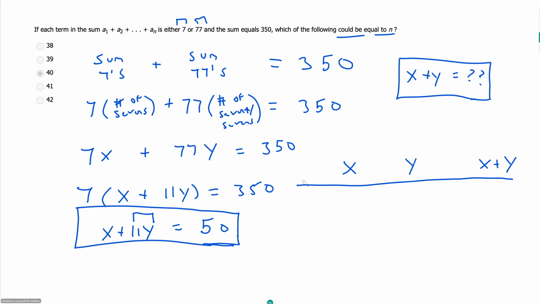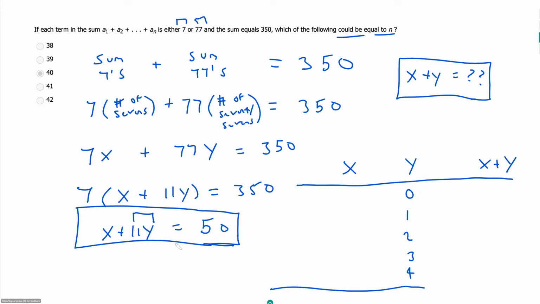Let's just start with y. So y can be 0, y can be 1, y can be 2, y can be 3, y can be 4. And then like we said before, once you get to 5, you're over, because this term here, 11y, is equal to 55. These are the only possible values for y we can have, which means we're only going to have the same number of possible values for x. And so we can find all of our values for x plus y, and then we just got to choose the one that is in our answer choices.